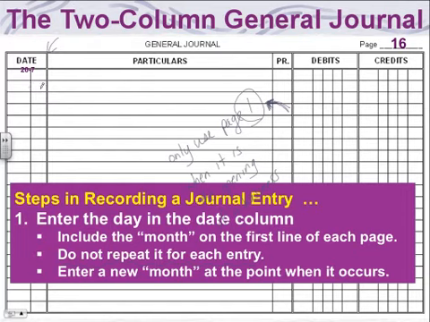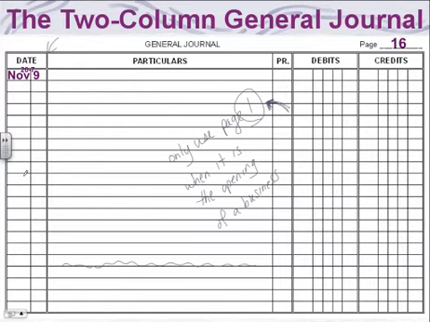So if this is July 1st, 2nd, 3rd, by the way, that's my birthday, July 3rd, you don't need to repeat the word July. As a matter of fact, I'm asking you not to. Enter a new month at the point when it occurs. So if it was now August, then you would write August in here. Okay, so that's what it looks like. The year goes here, then the month, then the day.